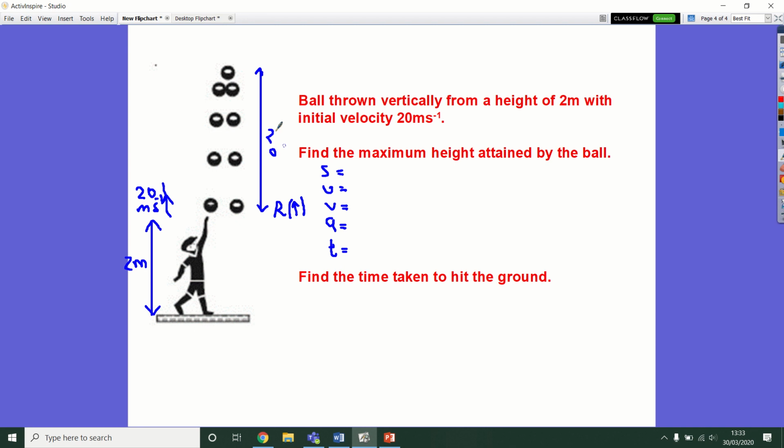Okay, S is the thing that we want. And bear in mind, we're starting off our SUVAT at 2 meters up from the ground. We're not taking the 2 meters into account, we're just putting S for how high up we are. We're going up here. Our initial velocity, that's 20. That's given over there.